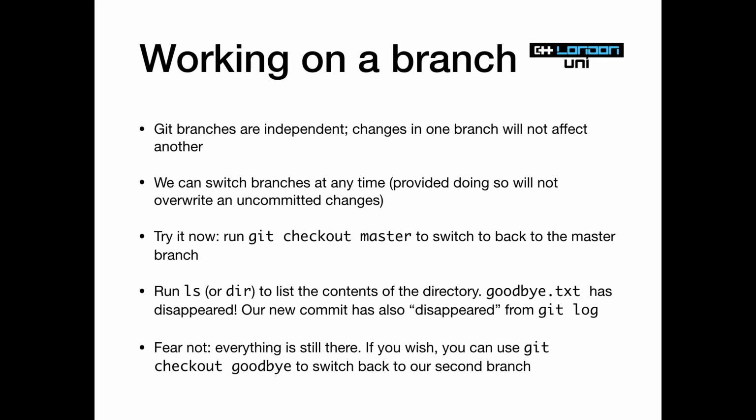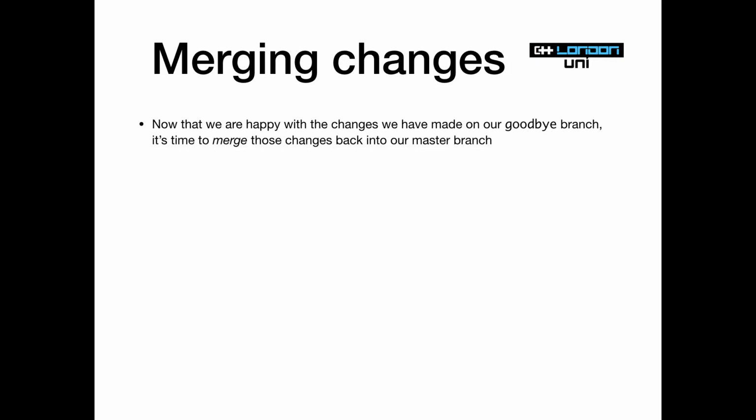So we can work on these changes. We can split off the timeline into 2 parallel branches, master and our feature branch. Right. But at some point, we're happy with our changes. We want to merge them back again. So we want to merge them back into our local master branch.